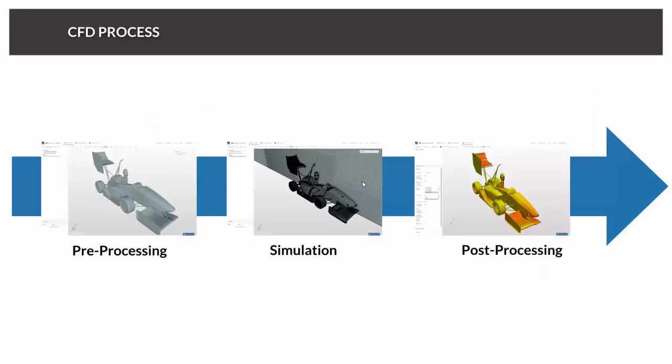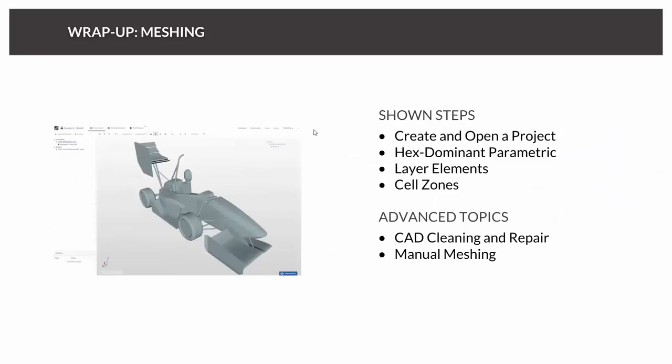Just to talk about the process. The first step is to import your model, what is called pre-processing. Then you create the mesh, set up the simulation, so define the boundary conditions, models you want to use, etc. And the final step is doing the post-processing. Because some people asked, during the meshing, the first step is to create and open a project, choose hex-dominant parametric meshing. It's important to use layer elements and to create cell zones.